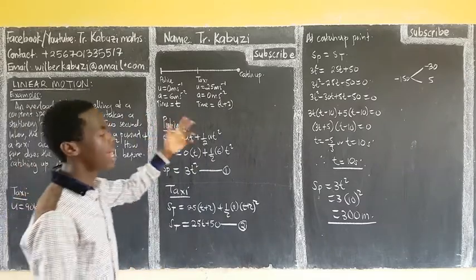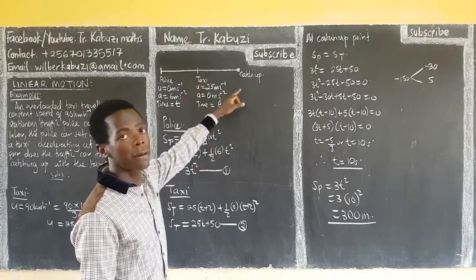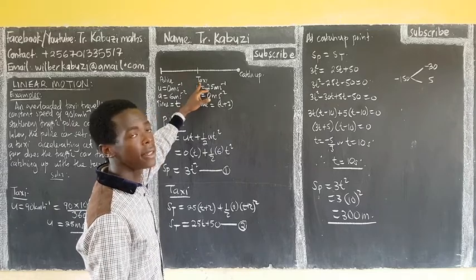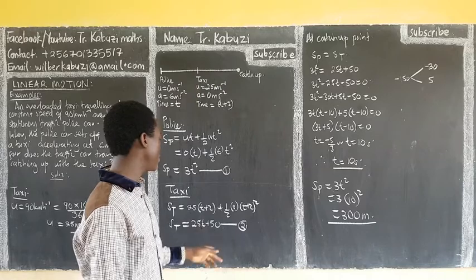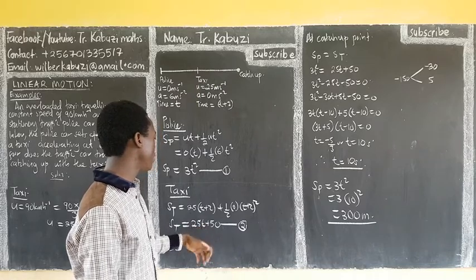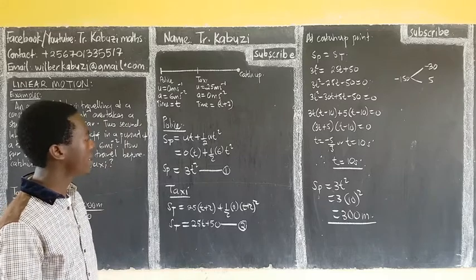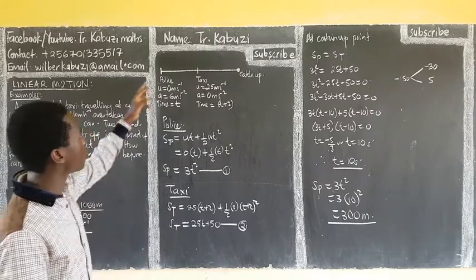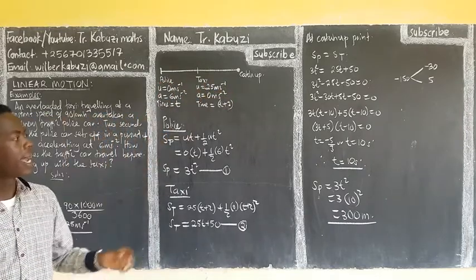Some questions will ask you, how far does the taxi move before it's caught by the police? So what do you do? You calculate using the taxi's displacement, because you have it there. When you substitute there, that's it. The catch-up is going to be the same, so from here up to here, it's going to be the displacement there. So that's the answer there, members.